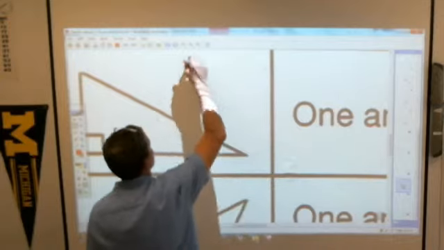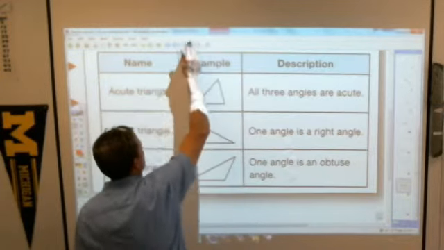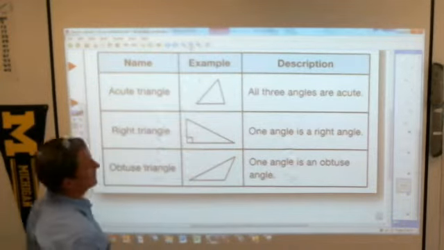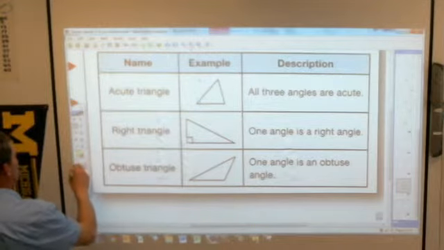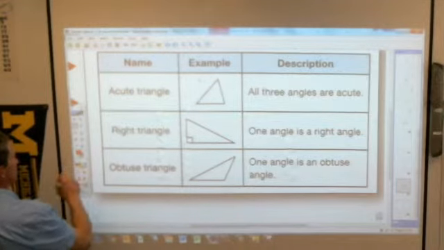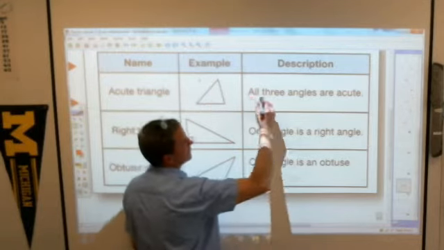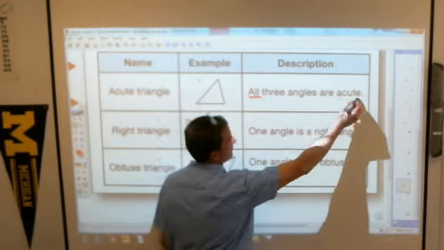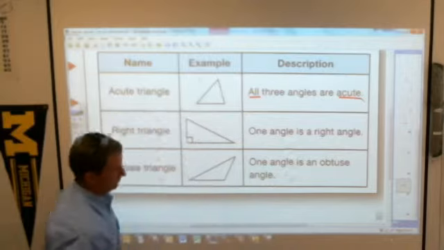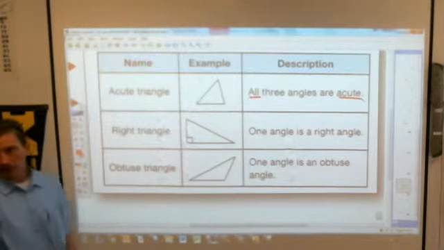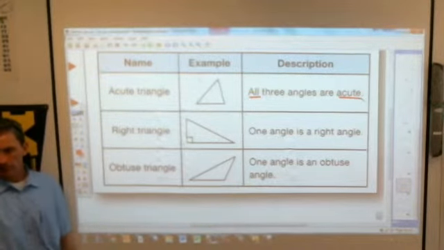Now back to this one. If we are talking about by their angles, an acute triangle has all acute angles. And then obviously a right triangle.